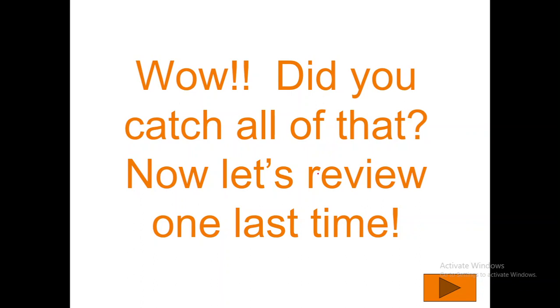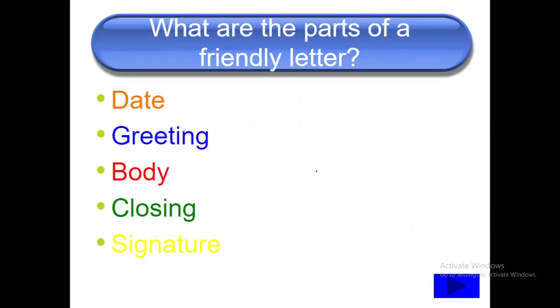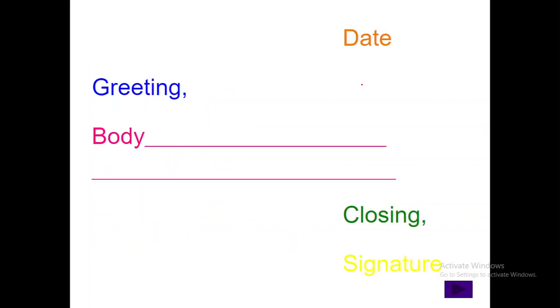Now did you catch all of that? Now let's review one last time. So these are the parts of a friendly letter: date and the greetings and the body, the closing and the signature, and that is the format that we use for the friendly letter.